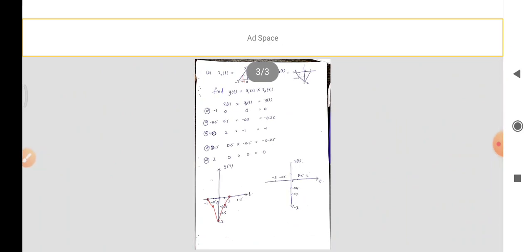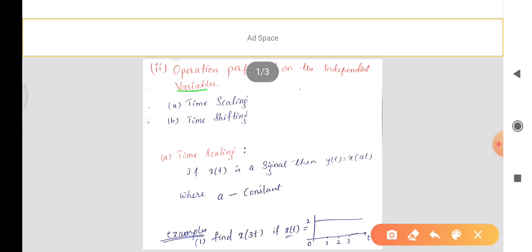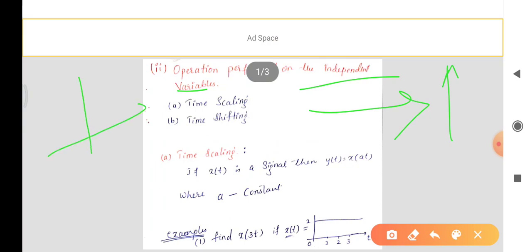We will move to the next topic, that is time shifting and time scaling. This is another operation which can be performed on the independent variables. Remember, when you say independent variables, it is related to the x-axis. In the first one, on the dependent variable, the magnitude variation was totally on the y-axis. Now it is entirely going to correspond to the x-axis.